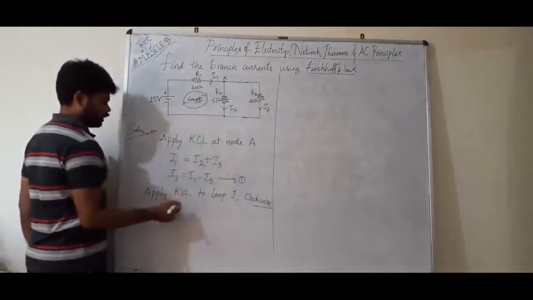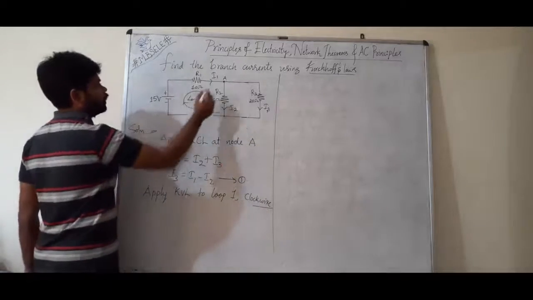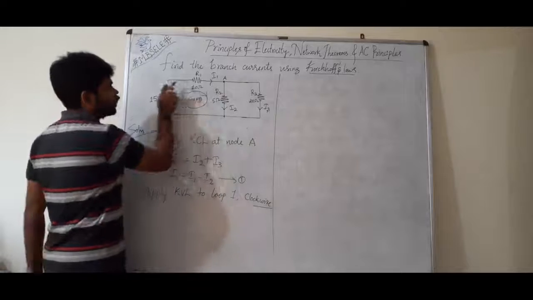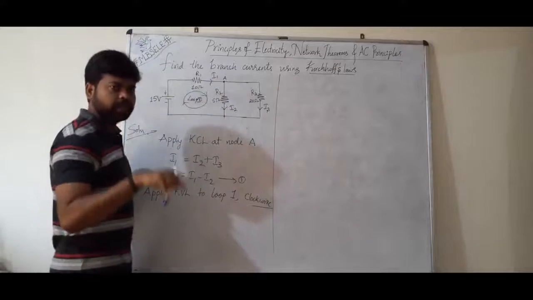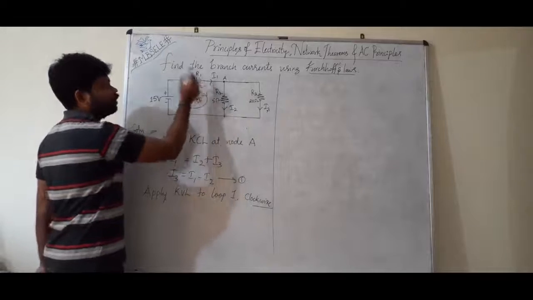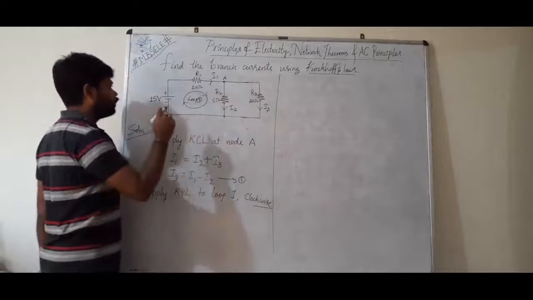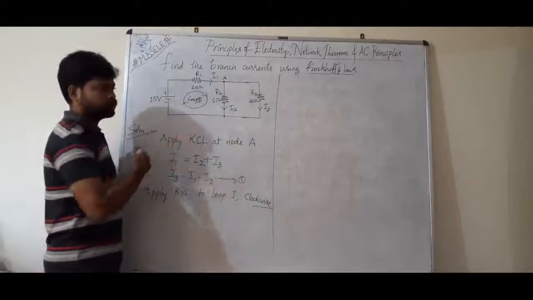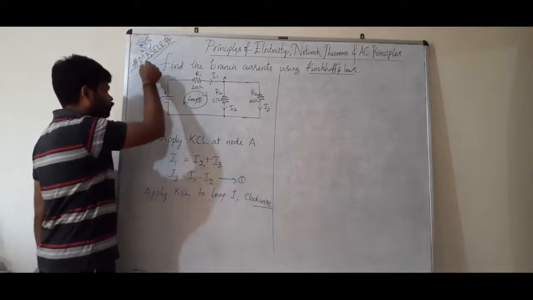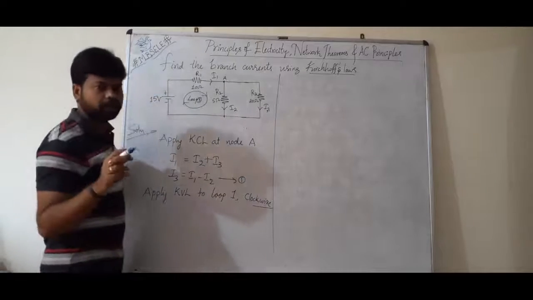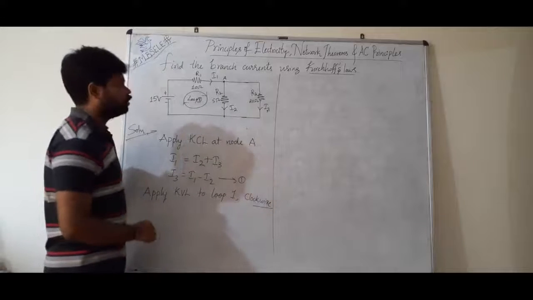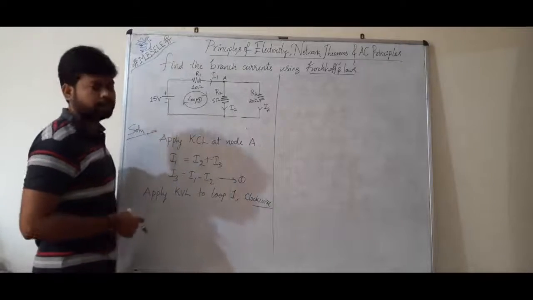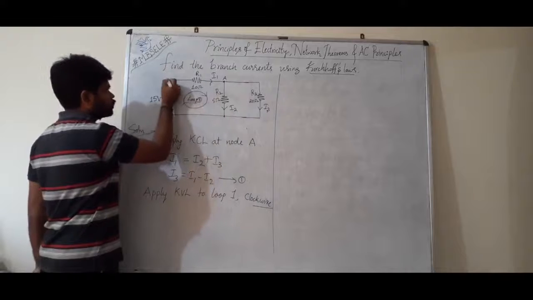So apply KVL to loop 1. Remember, if the traversing direction and the given current direction are the same, then take the positive voltage drop, or IR drop. When you are moving from negative to positive of the source, take that as positive EMF; if you are moving from positive to negative, take that as negative EMF. That is the rule when applying KVL to the loop of any circuit. Next, start from this node.